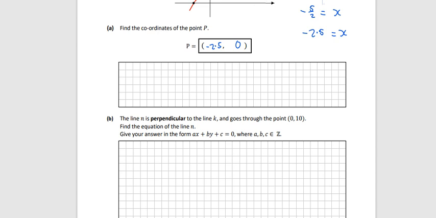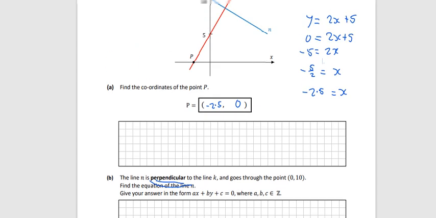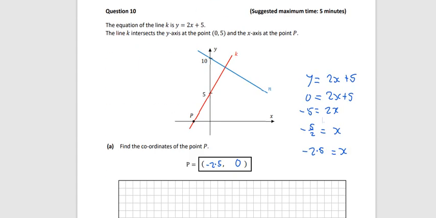If the line n is perpendicular to k and it goes through the point 0, 10. So perpendicular with these types of questions always refers to slope. So the slope of the line n, because it's perpendicular, has to be where you flip it upside down and change the sign.